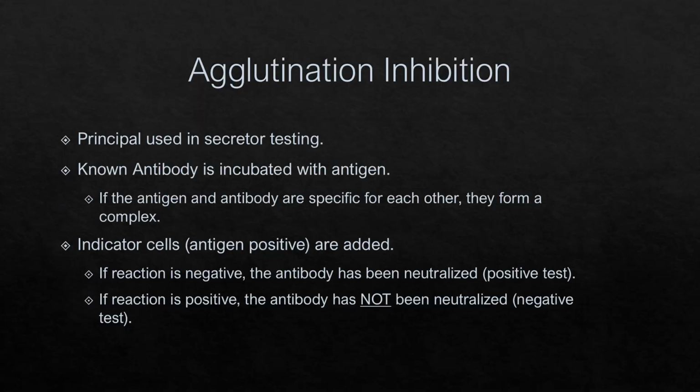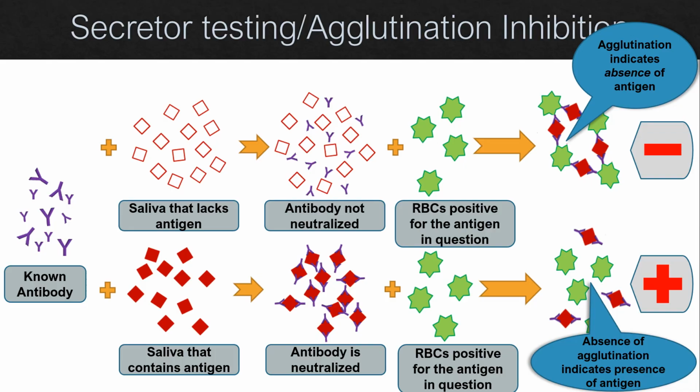Agglutination inhibition is kind of similar to neutralization. It's a principle that's used in secretor testing. You have a known antibody and it's incubated with an antigen. So when you're doing secretor testing, you're trying to determine if this person is secreting the antigen, and it will be found in their saliva.